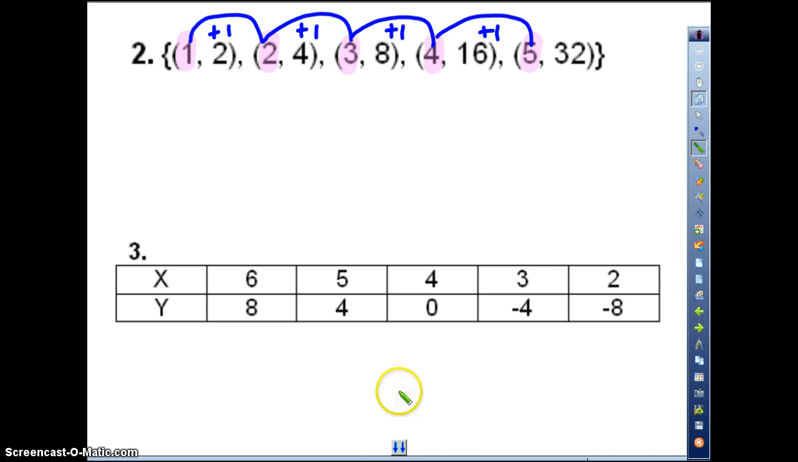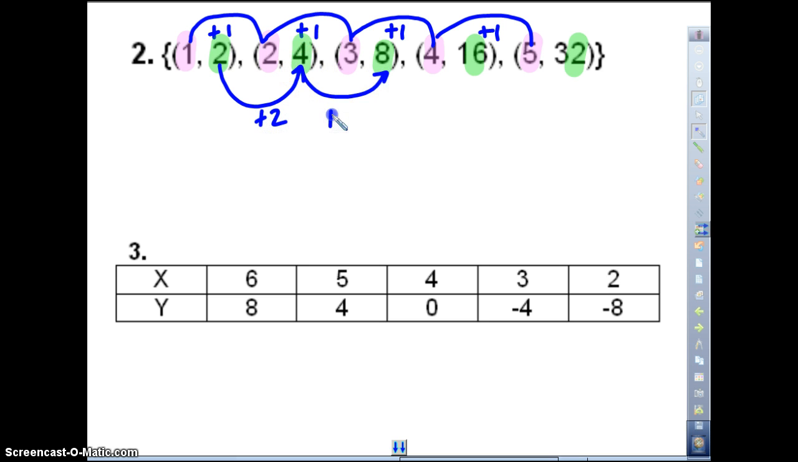I'm going to switch colors and highlight all my greens. I'm going to do that so I don't make any mistakes, because you got to be careful if you're doing it the lazy girl way. From y to y, here I increased by 2. Here to here I increased by 4. Here to here I increased by 8. Here to here I increased by 16.